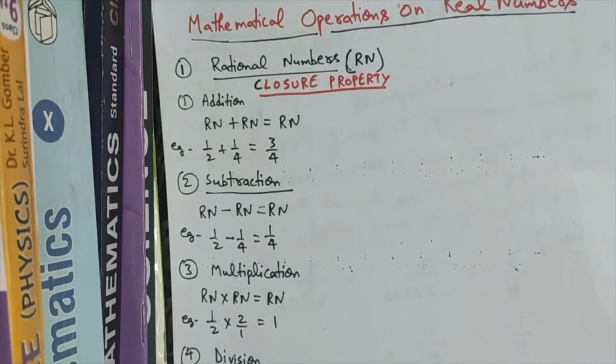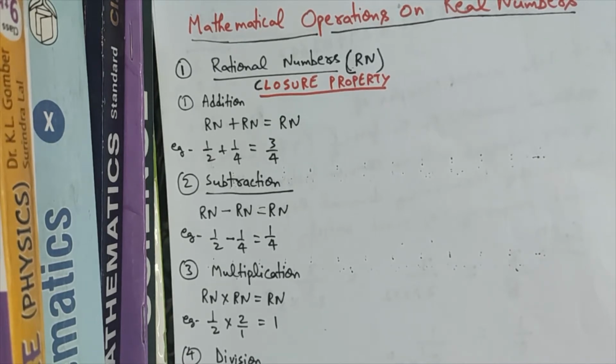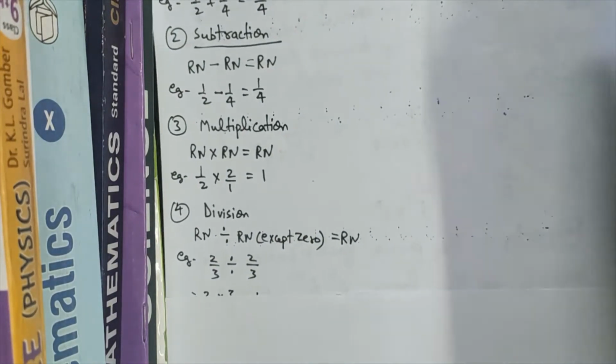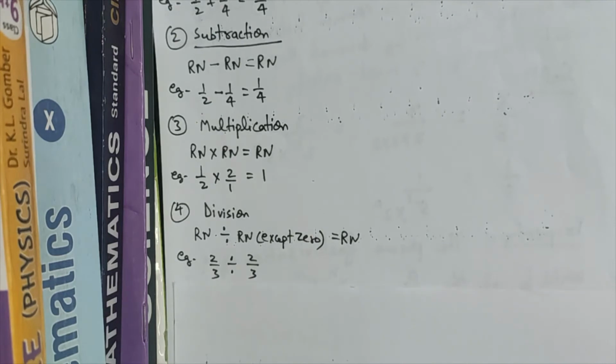Division: rational number divided by rational number, except 0, will be a rational number. For example, 2 by 3 divided by 2 by 3, we will remove the division sign and take the reciprocal of the second fraction. So it becomes 2 by 3 into 3 by 2 equals 1, which is again a rational number.